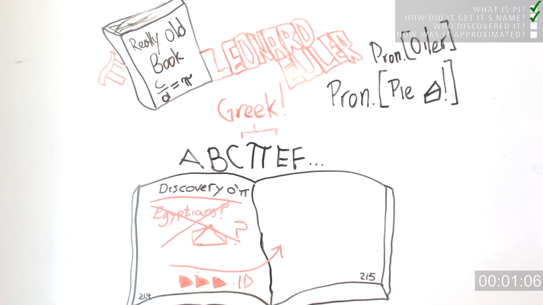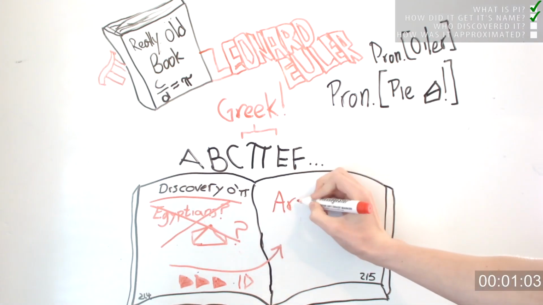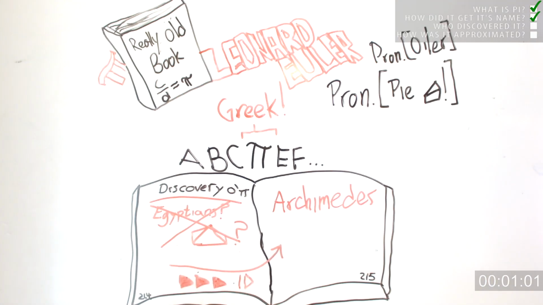The first recorded algorithm for rigorously calculating the value of pi was created by a man named Archimedes. Archimedes?